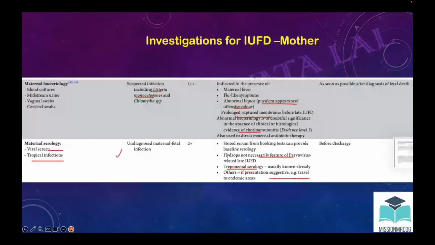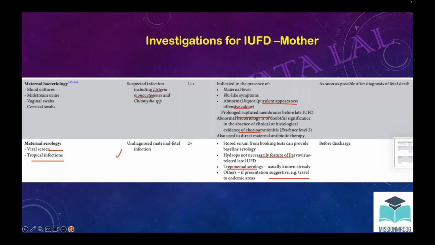apart from this, maternal bacteriology, that would include urine culture, blood cultures, vaginal cervical swab, basically for infection from Listeria monocytogenes. So if you find the mother has flu-like symptoms and abnormal color of liquor, usually abnormal color of liquor is present if the patient has Listeria monocytogenes infection. Okay, so because of that they want to do the bacteriology.